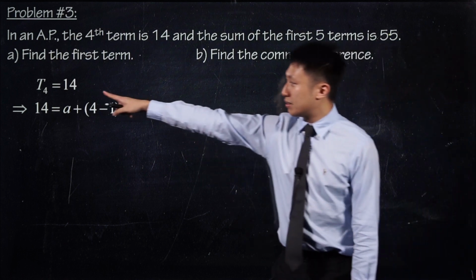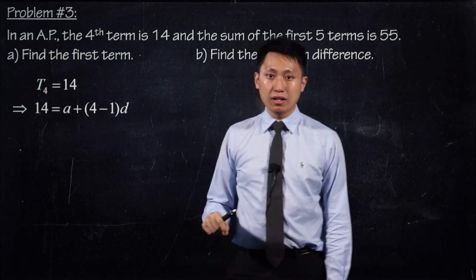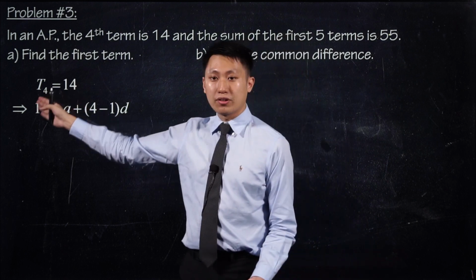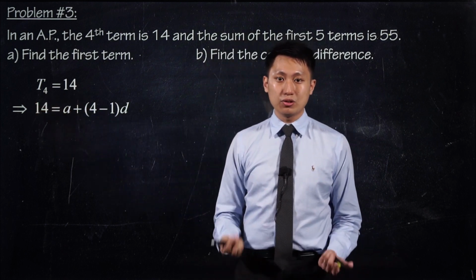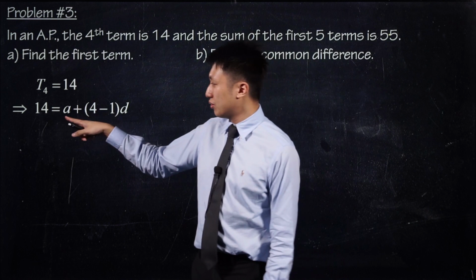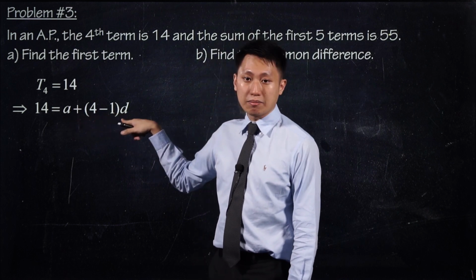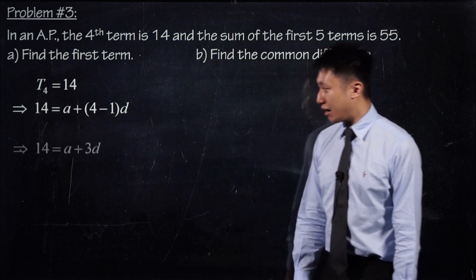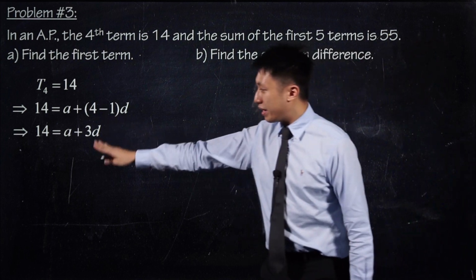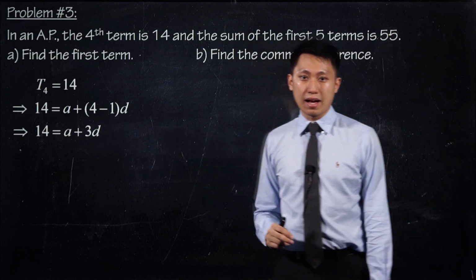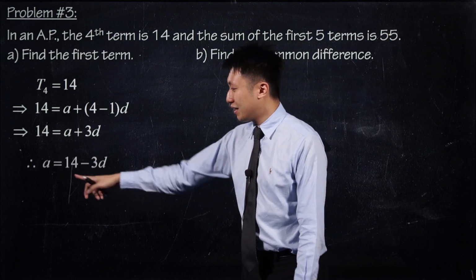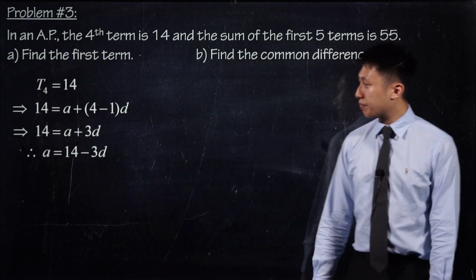So by definition T4 equals 14. So left hand side T4, you can apply the formula, right? Use the formula. T4 is equal to A plus (4 minus 1) times D. Then you write that out. I simplify a bit here. Then I let A stay on one side. So A is equal to 14 minus 3D.